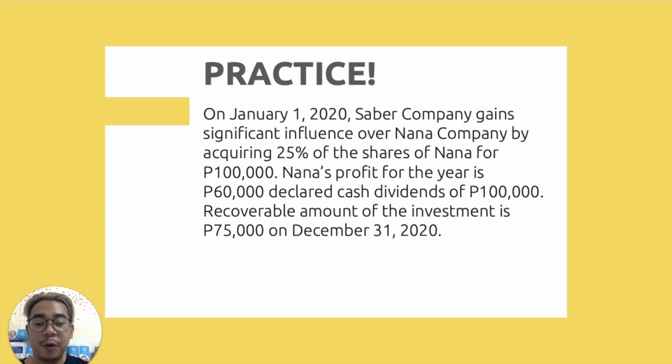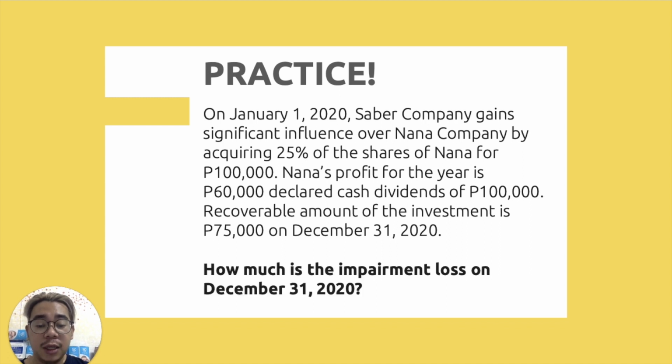Let's have an example. On January 1, 2020, Sabre Company gained significant influence over Nana Company by acquiring 25% of the shares of Nana for 100,000. Nana's profit for the year is 60,000. Declared cash dividends of 100,000. Recoverable amount of the investment is 75,000 on December 31. Question is, how much is the impairment loss?